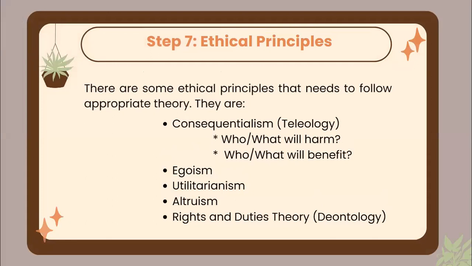Ethical principles. Consequentialism. Who, what will be harmed? Potential harm includes the vehicle occupant, pedestrians, and the dog. Who, what will benefit? The benefit would be complex as it depends on which party the action prioritizes. Minimizing harm. Consequentialism aims to minimize overall harm.